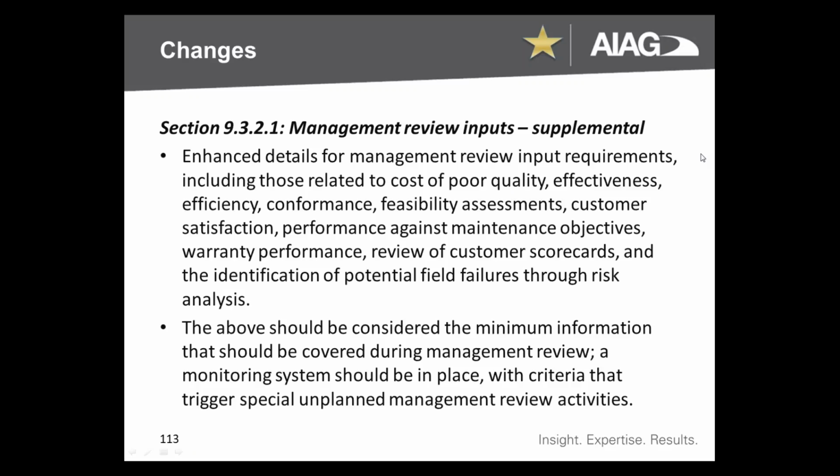Management review input supplemental. So there's been some additions to the management review inputs. The list now goes A through K, includes cost of poor quality, measures of process effectiveness and process efficiency, product conformance, assessments of manufacturing feasibility made for changes to existing operations and for new facilities or new product, customer satisfaction, review of performance against maintenance objectives, warranty, customer scorecards, potential field failures, and actual field failures.